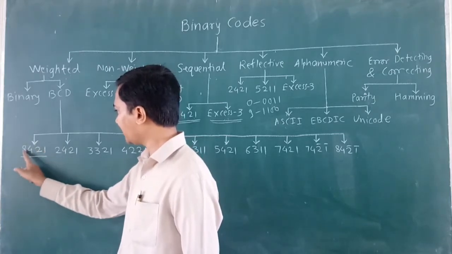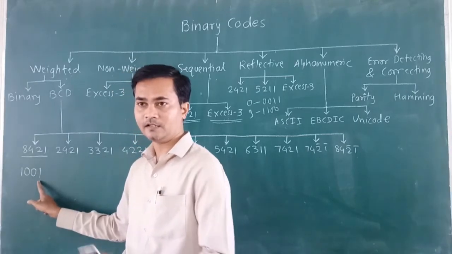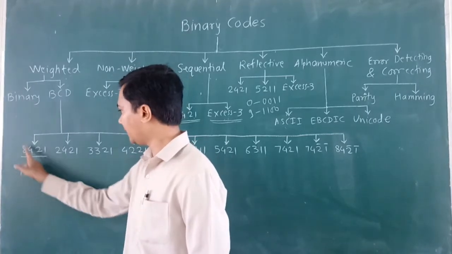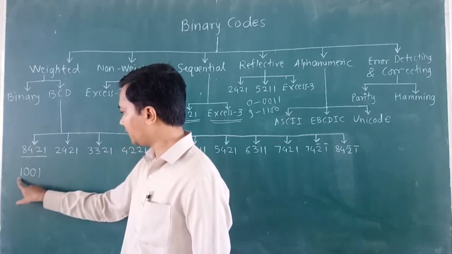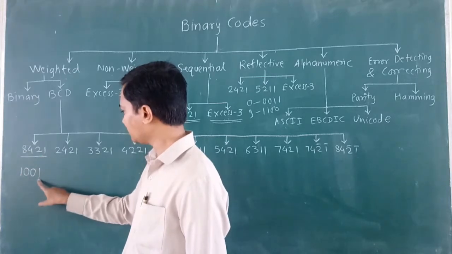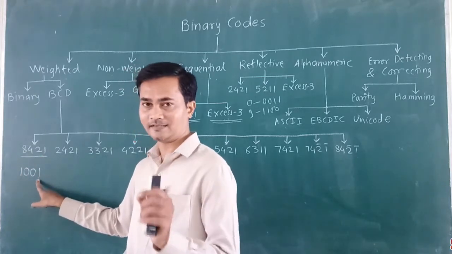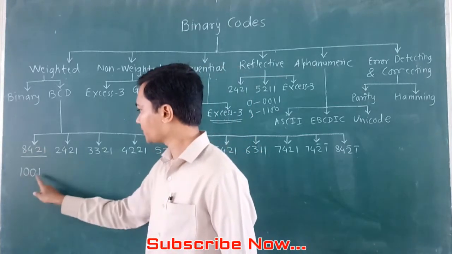So addition of 8 and 1 gives you 9. Okay, we are going to simply add the values. Here the position value is 1. So consider the 8 position; wherever the logic 1 is written, just add those values. So 8 plus 1 is 9.